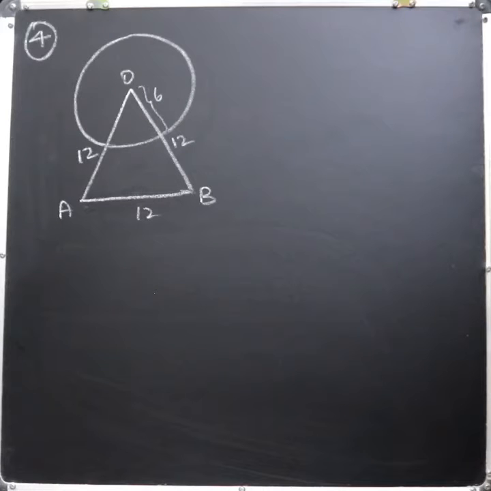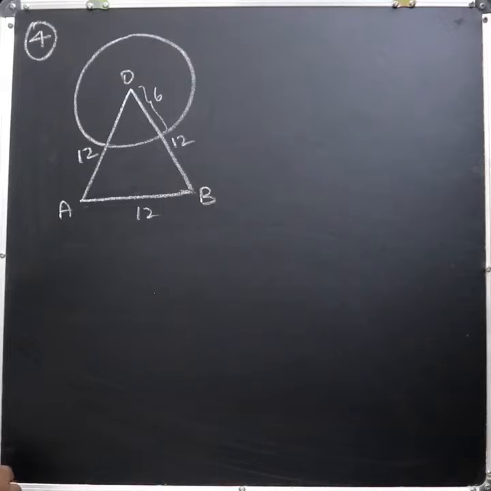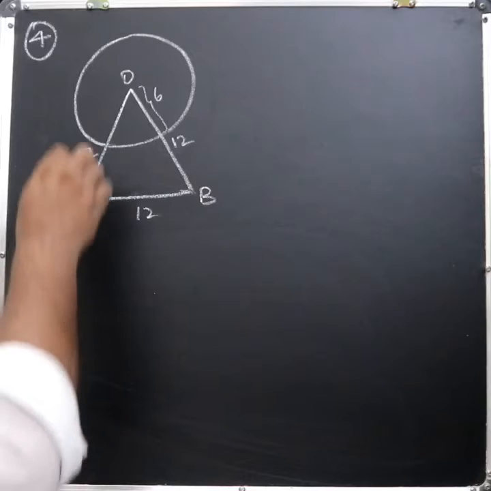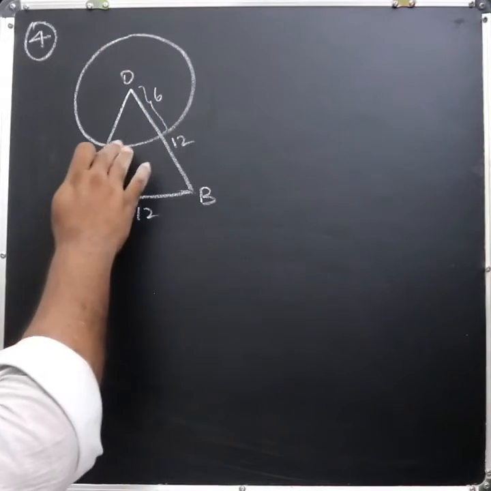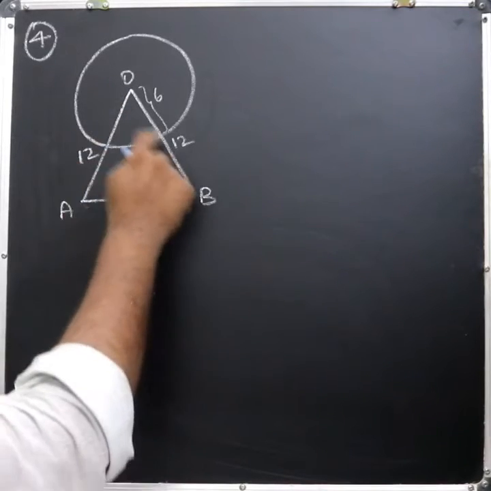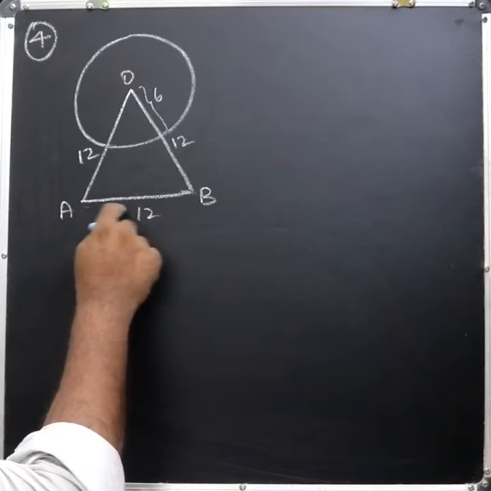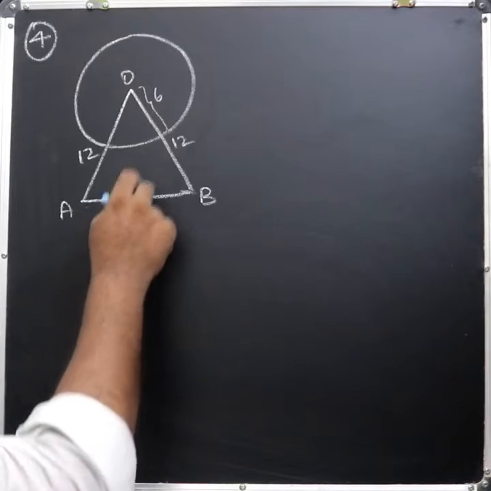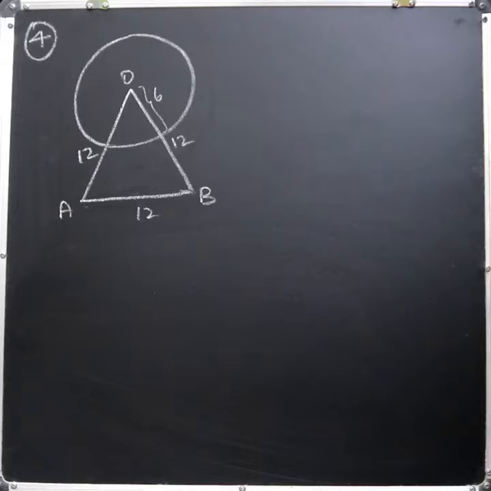Question number 4. You can see that there are two shapes there. They are asking us to find the area of the shaded region. Now in the diagram you can see that the entire area is shaded. We are going to find the entire area here. This triangle is in the shape of an equilateral triangle. The sides are 12 centimeters each and the radius of this circle is 6 centimeters.